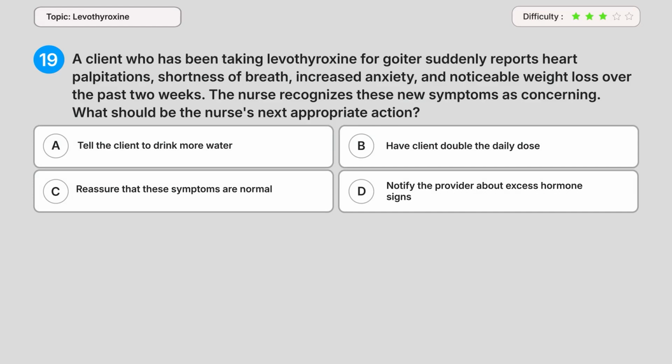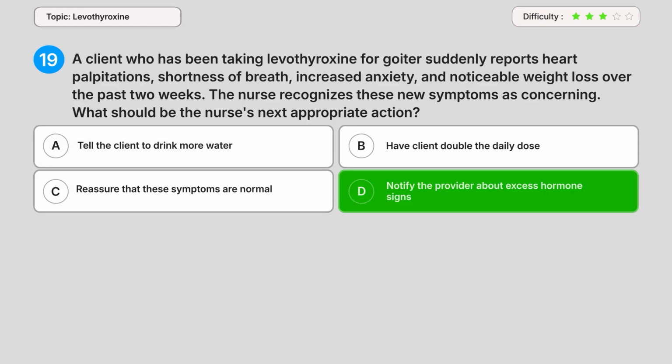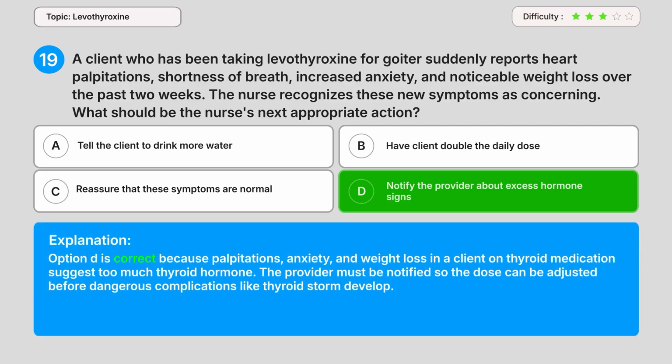Correct answer. D. Notify the provider about excess hormone signs. Explanation. Option D is correct because palpitations, anxiety, and weight loss in a client on thyroid medication suggest too much thyroid hormone. The provider must be notified so the dose can be adjusted before dangerous complications like thyroid storm develop.